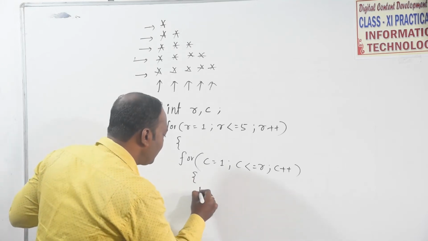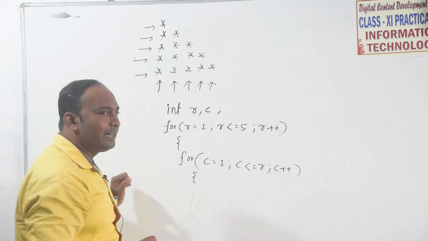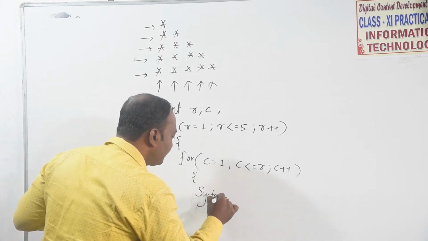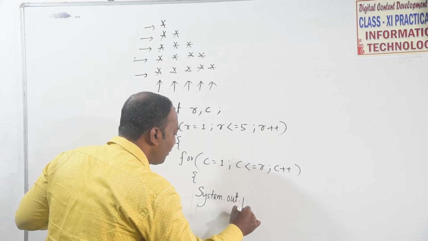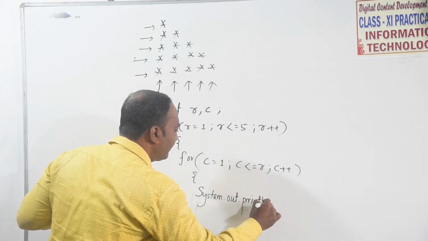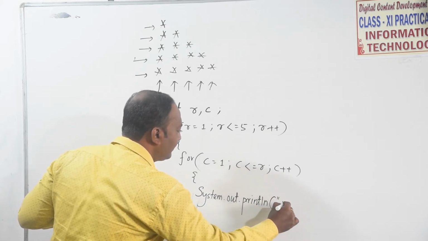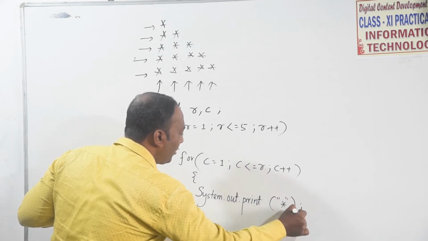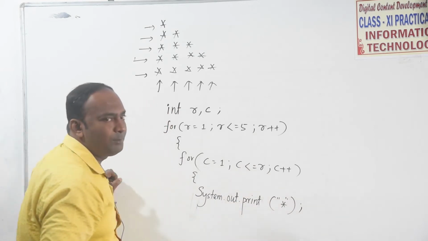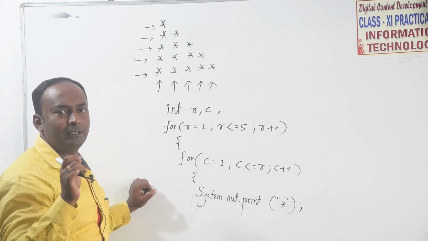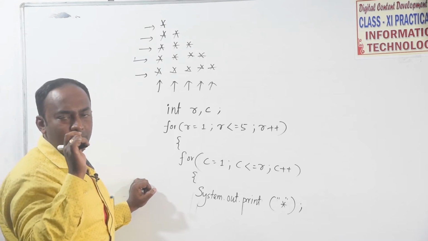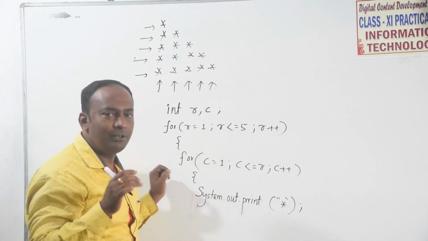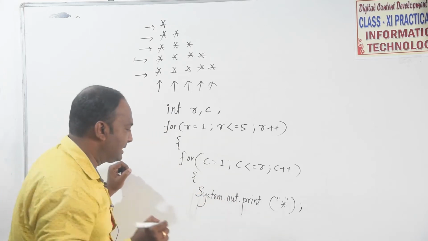Then inside this loop you have to print. For printing any data in Java, you have to write System.out.println. Or System.out.print. There are two things: one is print, one is println. Print means it will display the data in the console on the same line, and println means it will display the data on different lines.